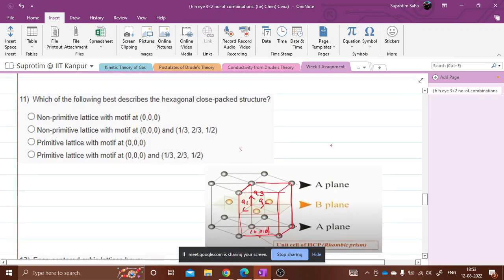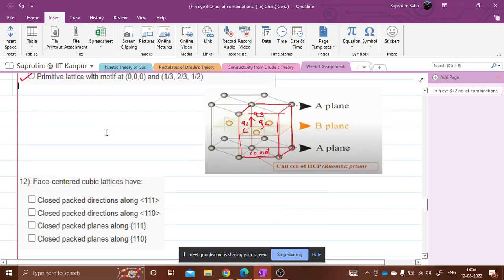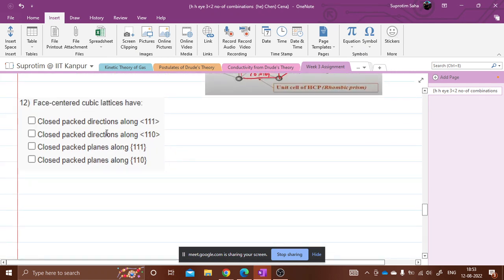So which of the following best describes the hexagonal close packed structure? This is primitive lattice with motif at 0 0 0 and 1/3, 2/3, and half, right? So this is this. So face centered cubic lattices, another problem.